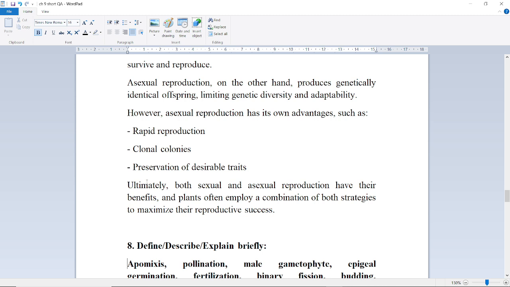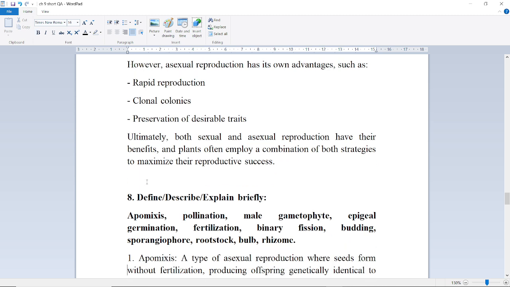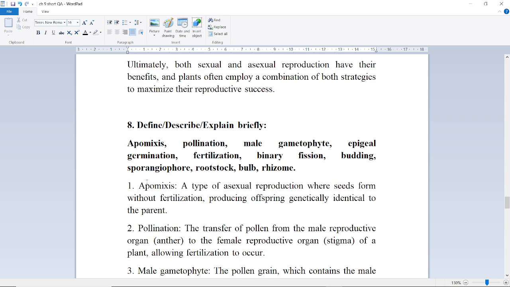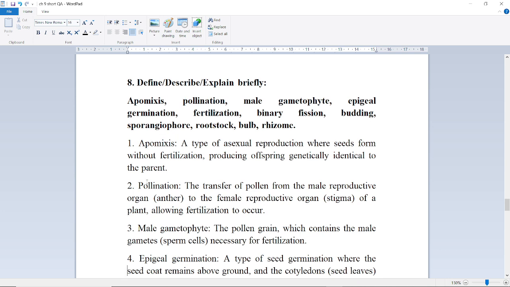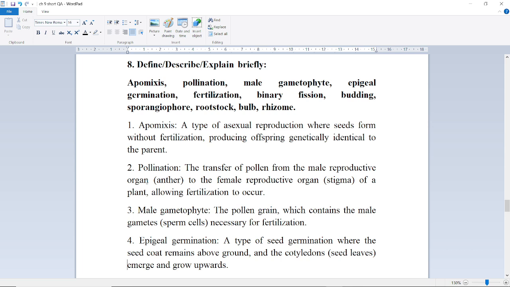Next is: define briefly apomixis, pollination, male gametophyte, apical germination, fertilization, binary fission, budding, sporangiophore, rootstock, bulb, rhizome. इन सबको हम वन बाय वन डिफाइन करेंगे.